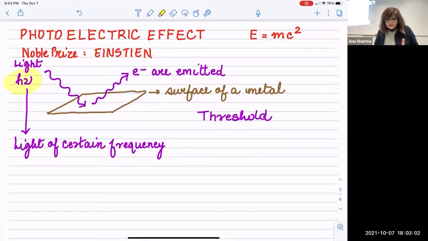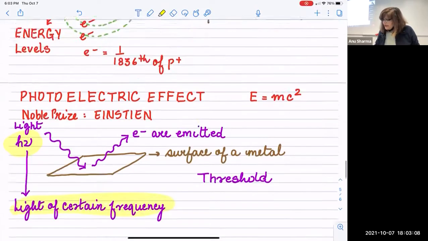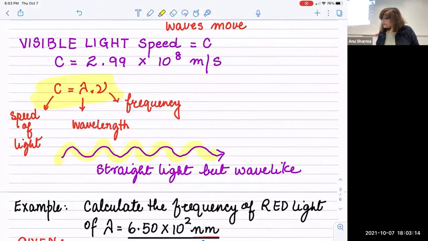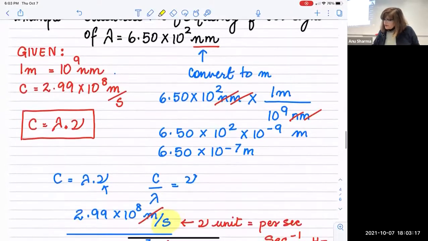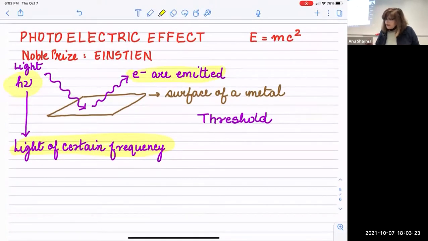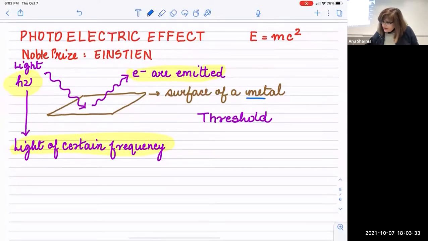H is Planck's constant, which we will study in a minute. But that light is associated with frequency. In other words, how fast are these waves coming? That's what frequency is. So when light of a certain frequency strikes, the electrons are emitted. It doesn't happen if it's below that threshold. Now, he used it on all kinds of metals, and it's not that the same frequency worked on all the metals. No, for every single metal, only a certain frequency worked. That's a very important part.